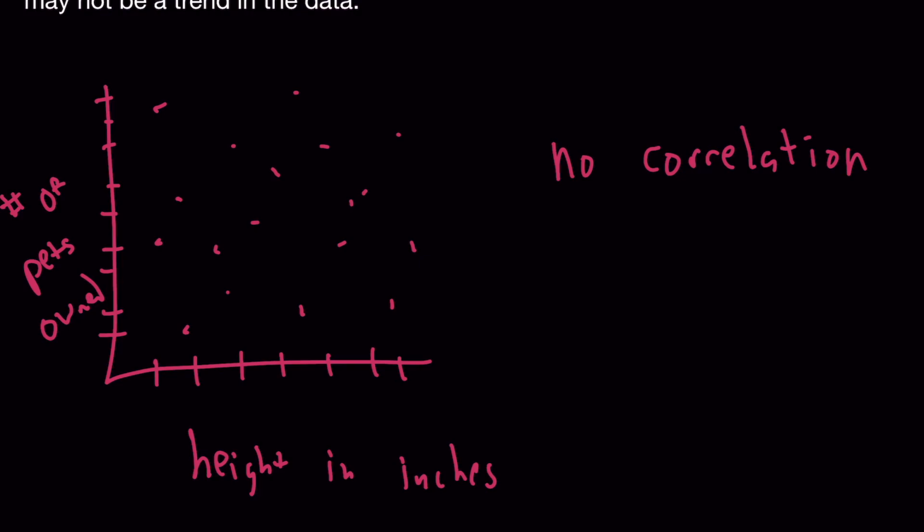Now, you could be 7 foot tall and have no pets. You could be 5'1" and have 19 pets. There's no pattern there. So scatter plots trying to find a pattern. So correlation is another fancy word for pattern. So in this case, there's no correlation, there's no pattern. So you see a scatter plot like this, there's no pattern, no correlation.